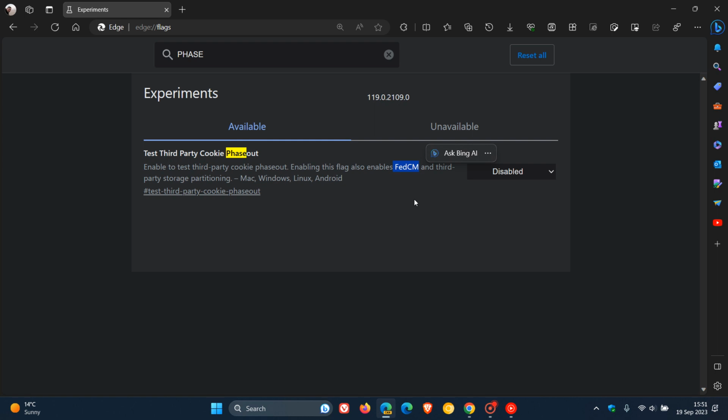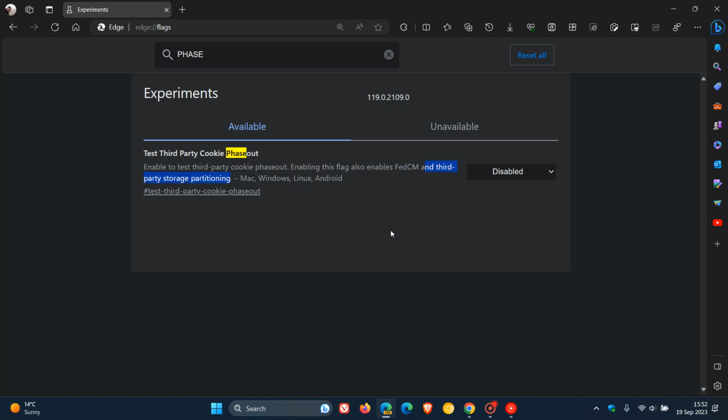Basically, it stands for Federated Credential Management and is an API that provides a standard mechanism for identity providers to enable identity federation services in a privacy-preserving way without relying on third-party cookies. Now, that's a mouthful, but as mentioned, it doesn't rely on those third-party cookies, which are slowly being phased out.